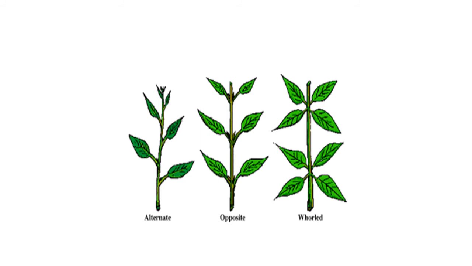So the arrangement of leaves on stem and in branches shows different types of patterns, and on the basis of this, it is divided into three types: alternate, opposite and whorled.